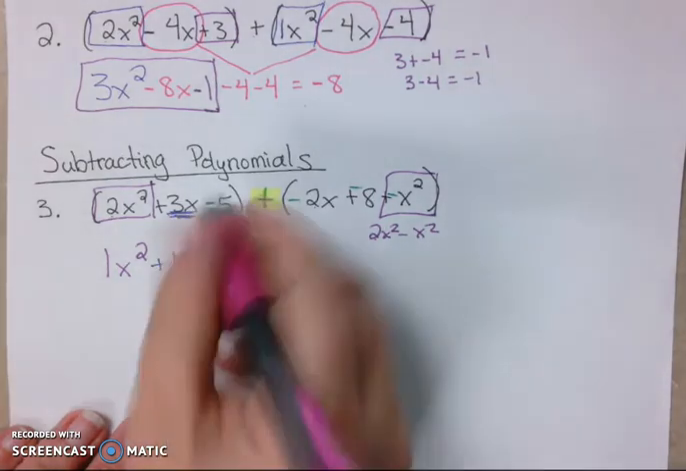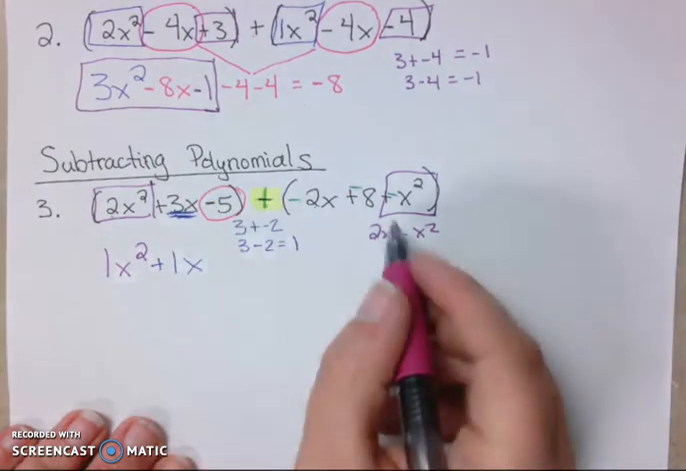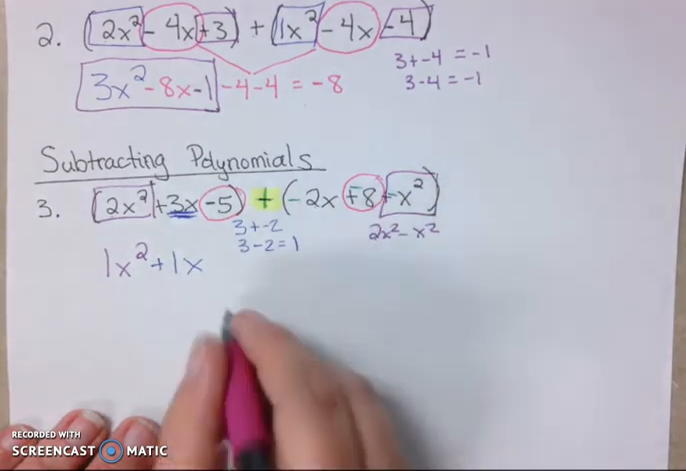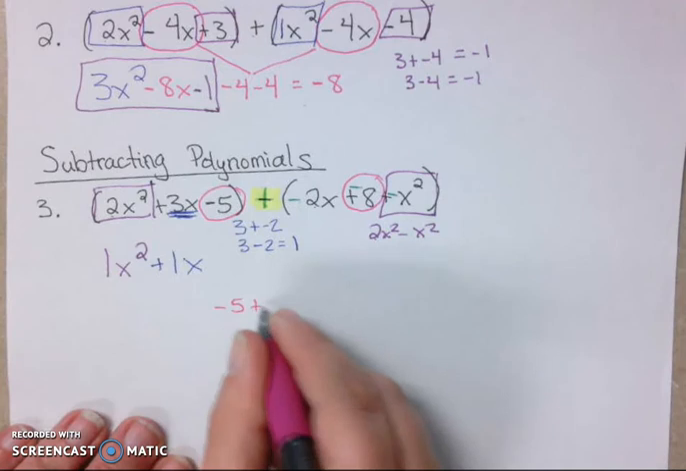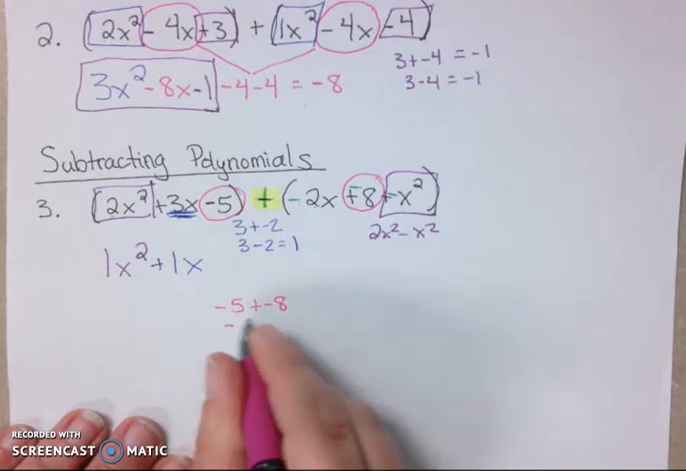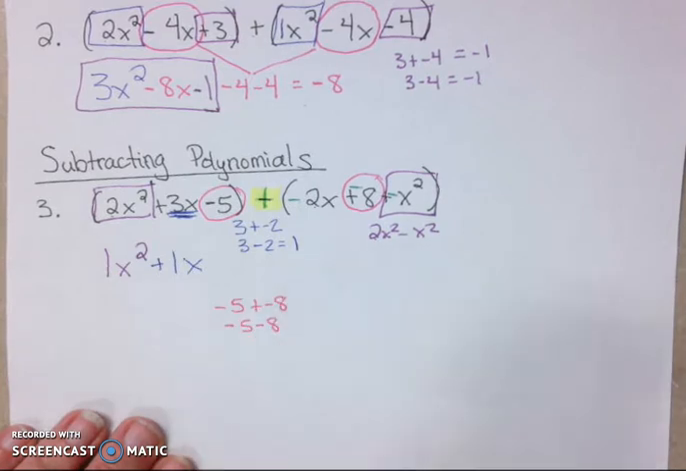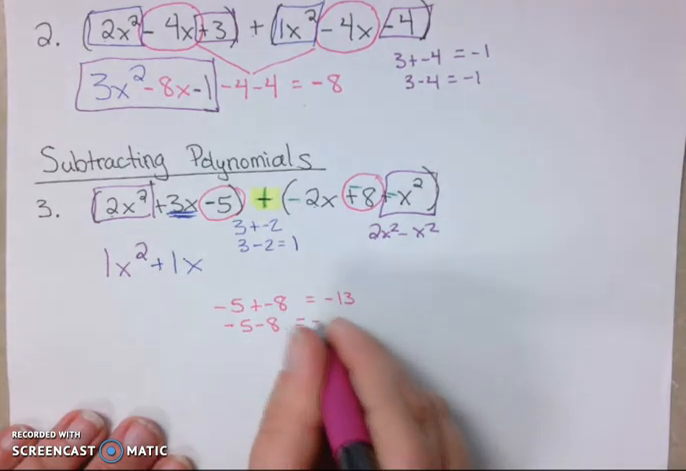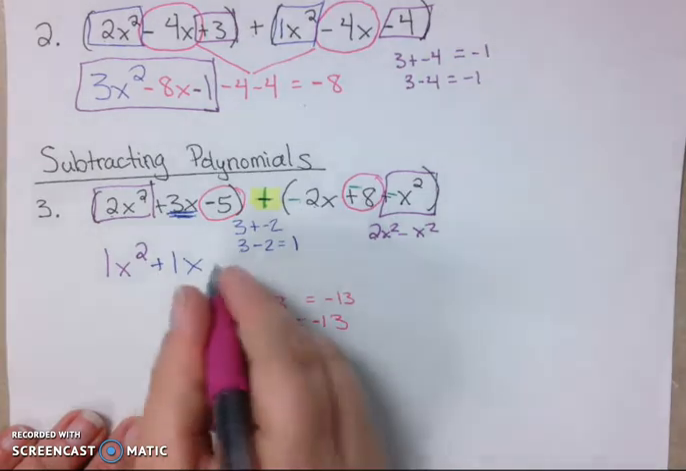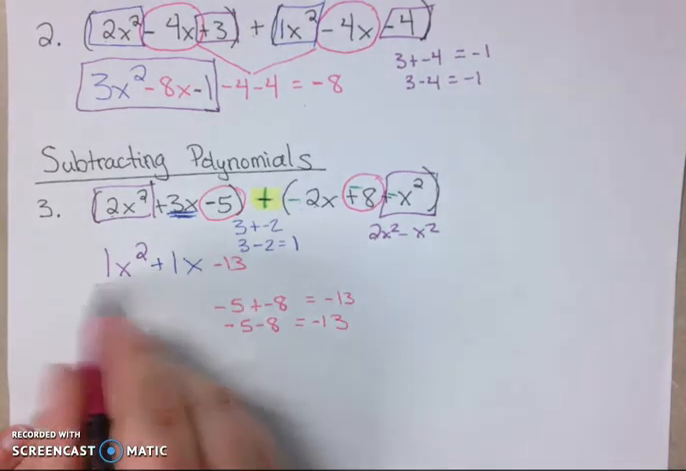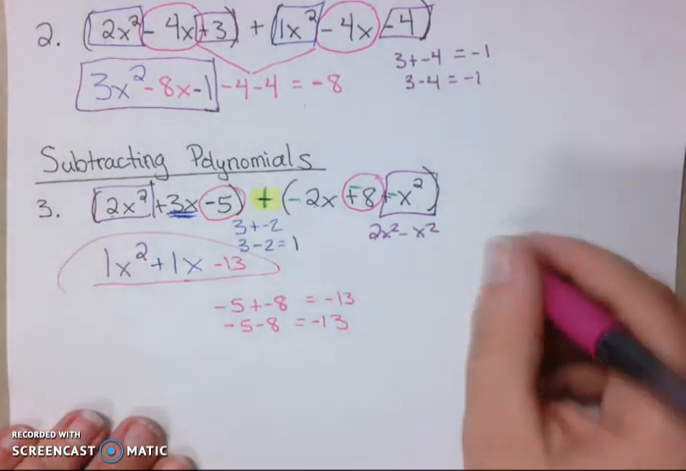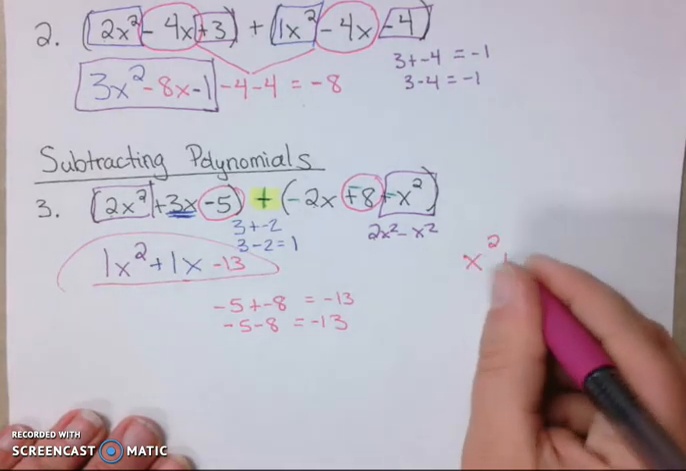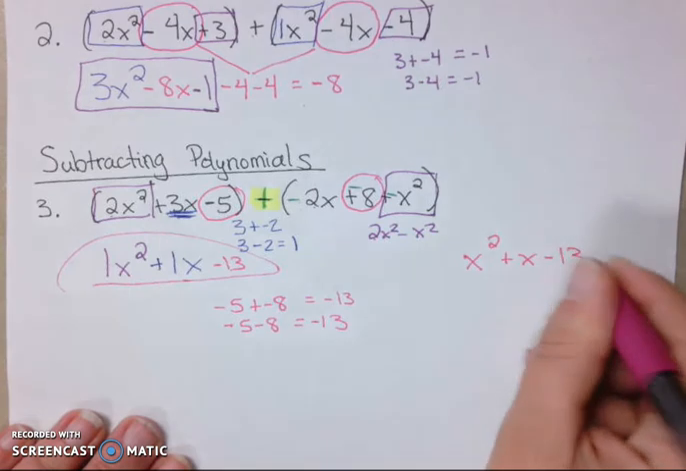And then I have this negative 5 plus, here's my like term, negative 8. So negative 5 plus negative 8, or you can think of it as negative 5 minus 8. And either way, you're going to get negative 13. So that goes on the end. Okay, I'm going to rewrite my answer the way I like it. You don't have to have the ones in front, so it's x squared plus x minus 13 is the answer.